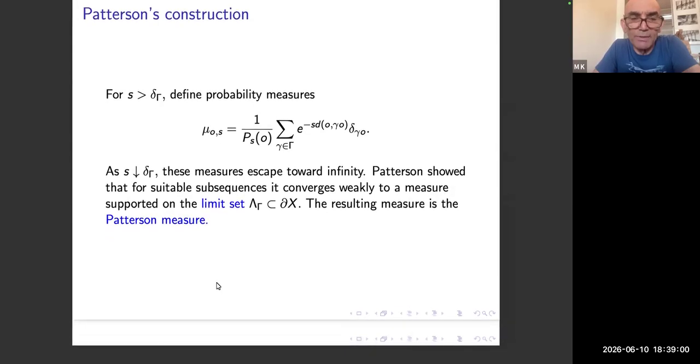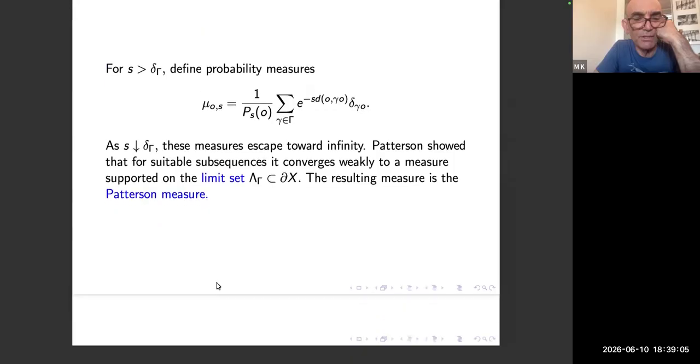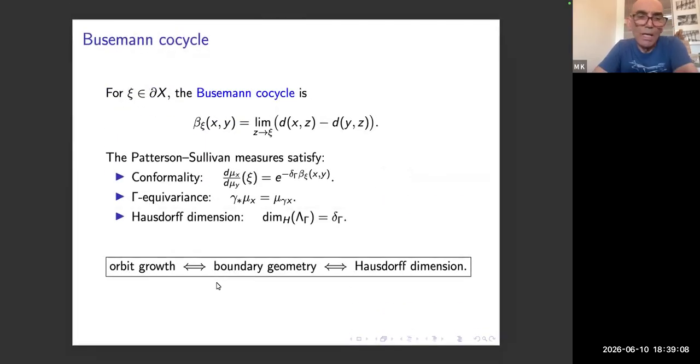I won't describe Sullivan's approach completely, but I will say some words about Sullivan's generalization, which is based on something we call the Busemann cocycle. The reason I'm talking about these things is that all of this can actually be extended to the Berkovich setting. I'm not sure it can be extended to p-adic settings, because you don't have any of these tools.